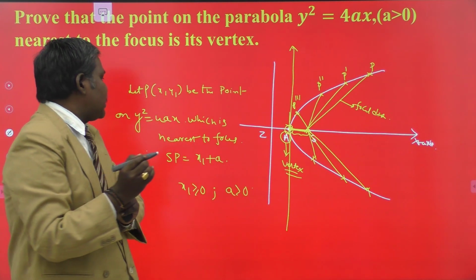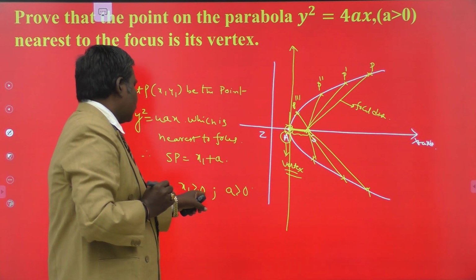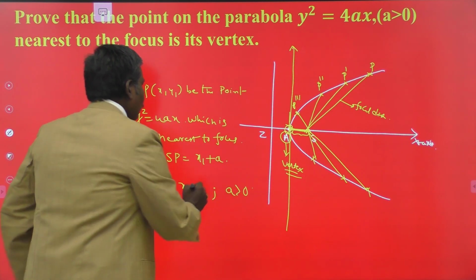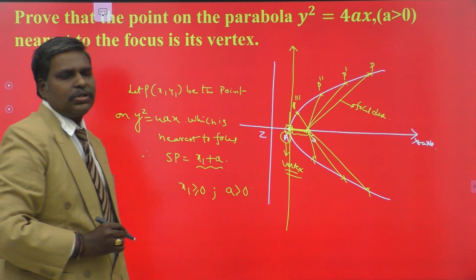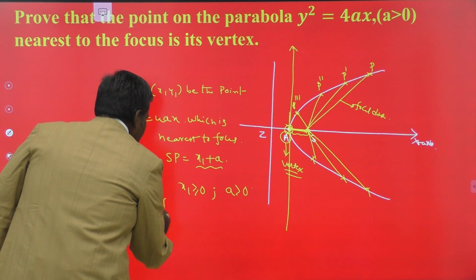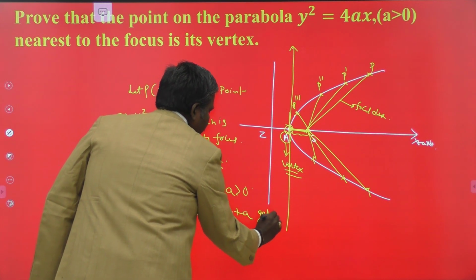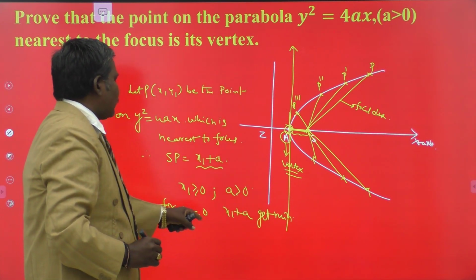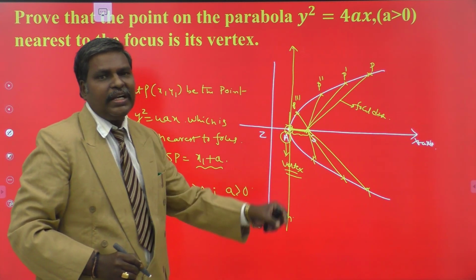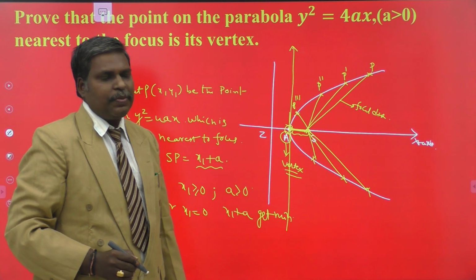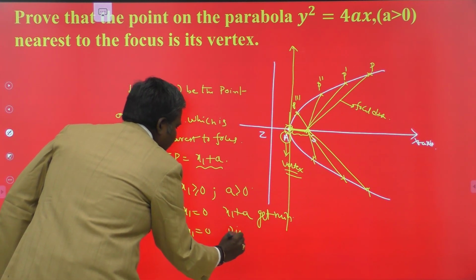Now tell me, what is the minimum value of x1 plus a? The range of x is 0 to infinity, and a is always positive. We need the minimum of x1 plus a. To get the minimum of x1 plus a, what do we have to choose? Choose x1 equal to 0. For x1 equal to 0, x1 plus a gets its minimum value. That means for x1 equal to 0, our point P is nearest to the focus. So for x1 equal to 0, P is nearer to the focus.